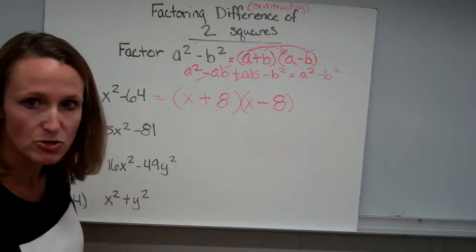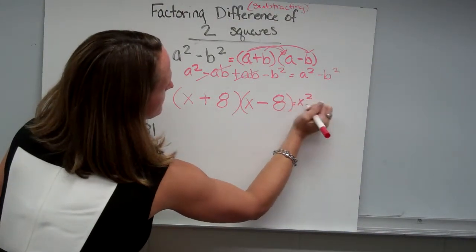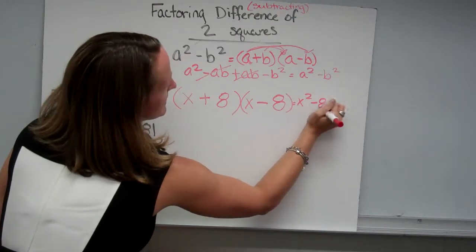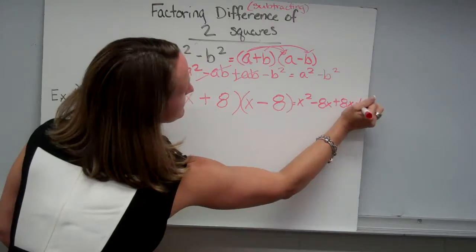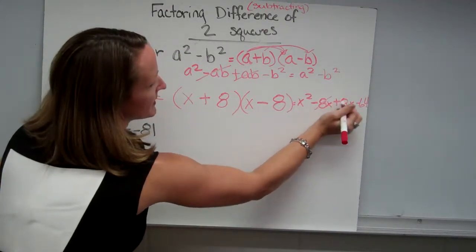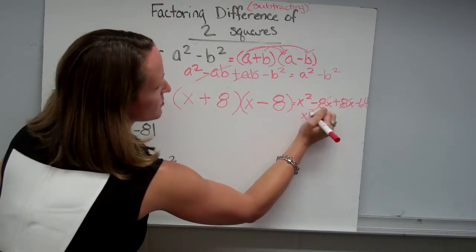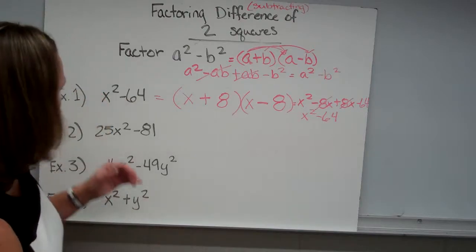And if I go back and check it using FOIL, I'm going to get x squared minus 8x plus 8x minus 64. Well, when I cancel out and combine my like terms, I'm left with x squared minus 64. Okay? So let's look at another one.